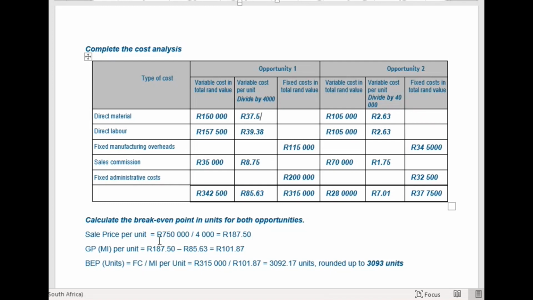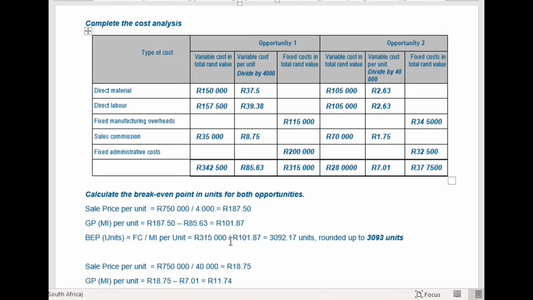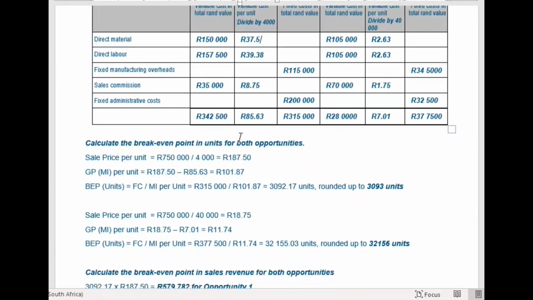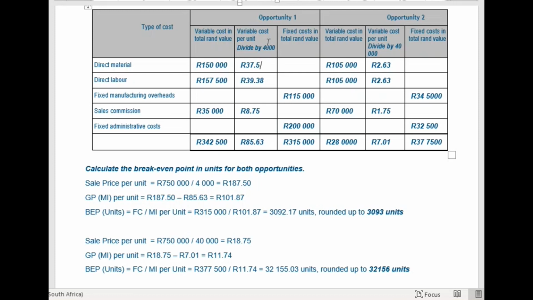Now, the sales price per unit in the case of opportunity 1 would be the 750,000, which was the sales given, divided by 4,000, which is the number of units on which opportunity 1 is based, and it gives us R187.50. Okay, our gross profit per unit will then be that 187.50 minus the variable cost per unit that we calculated when we completed the table. And so our gross profit is 101.87.